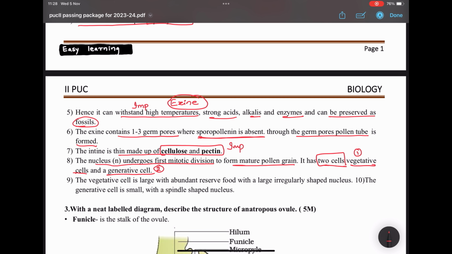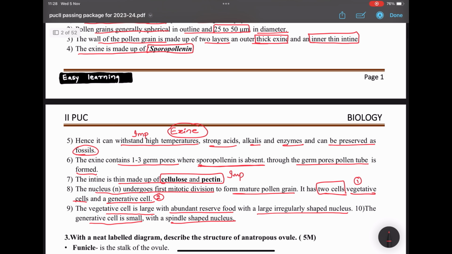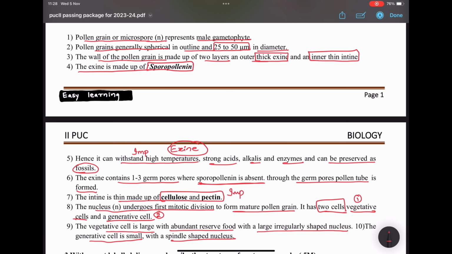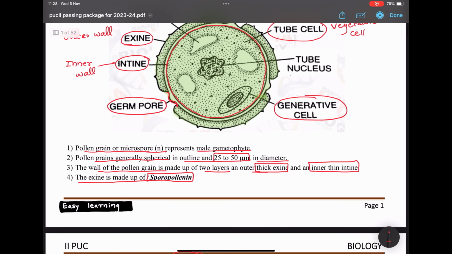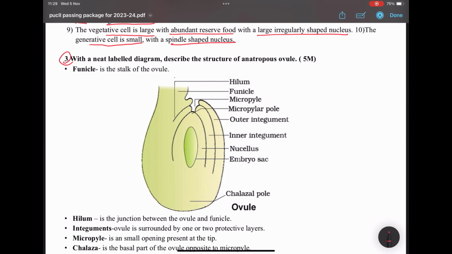And the pollen grain has 2 cells, vegetative and generative. The vegetative cell is large and has abundant food reserves, whereas the generative cell is small. So it is a diagram with explanation.